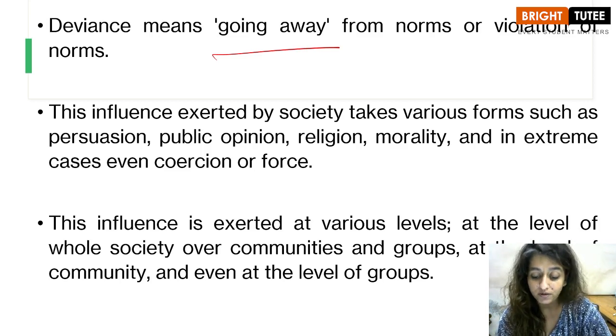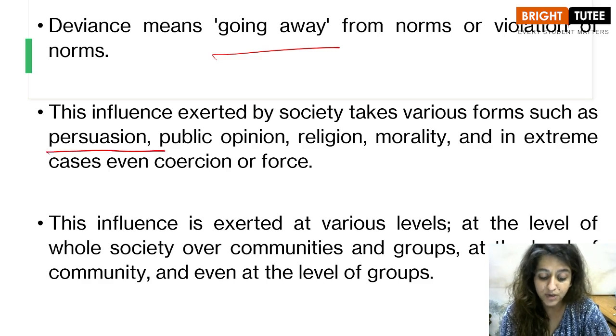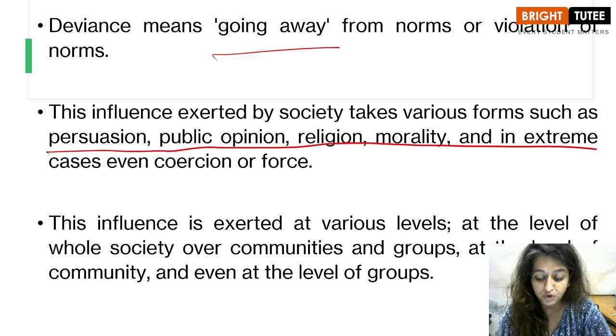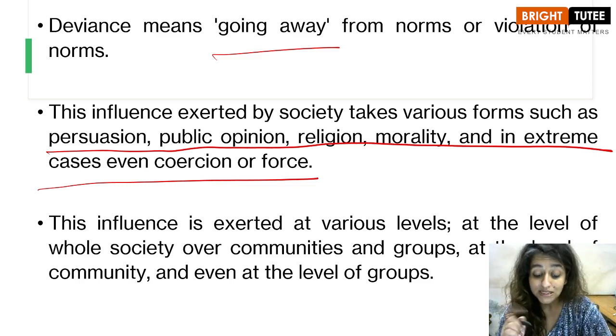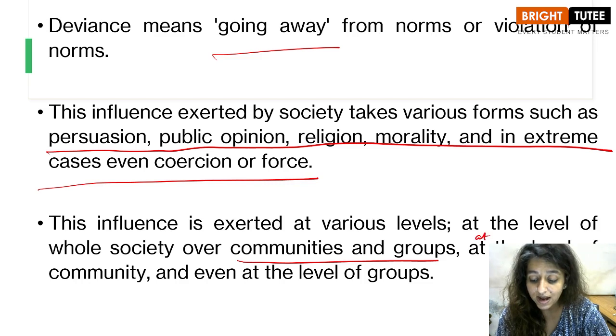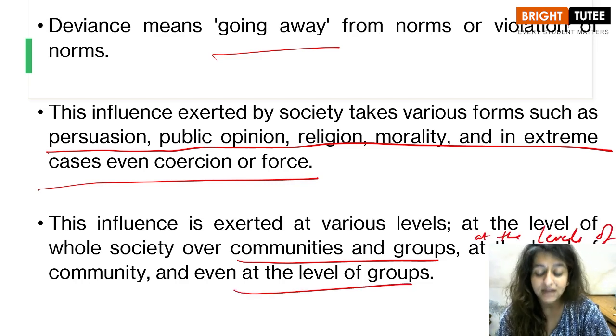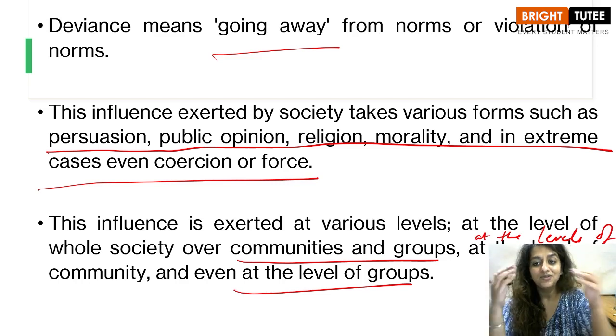Deviance means going away from the norms or the violation of the norms. Thus, influence exerted by the society takes various forms such as persuasion, public opinion, religion, morality, and in extreme cases, coercion or force. This influence is exerted at various levels: at the level of the whole society, over communities, and at the level of the group. So it is done at various levels.